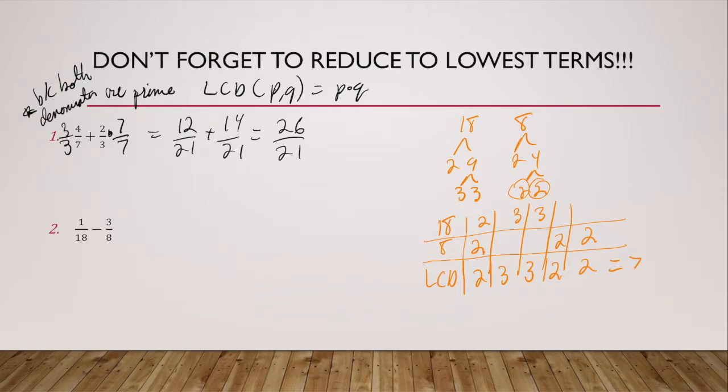That is correct, 72. So in order to make 18, here's kind of a cool trick. What do I need to multiply 18 by to get it to look like 72? Well, it's going to be the 2 factors that they have in common, which is going to be 2 times 2, which is 4.